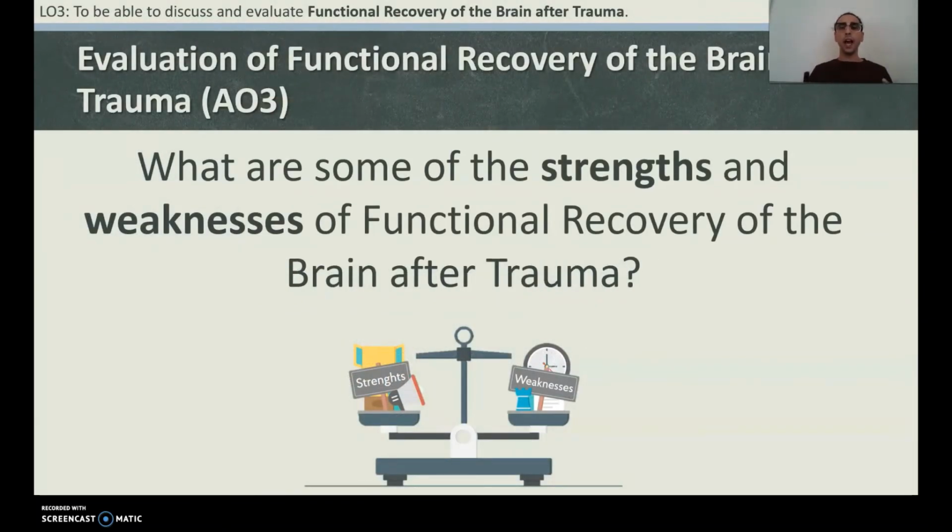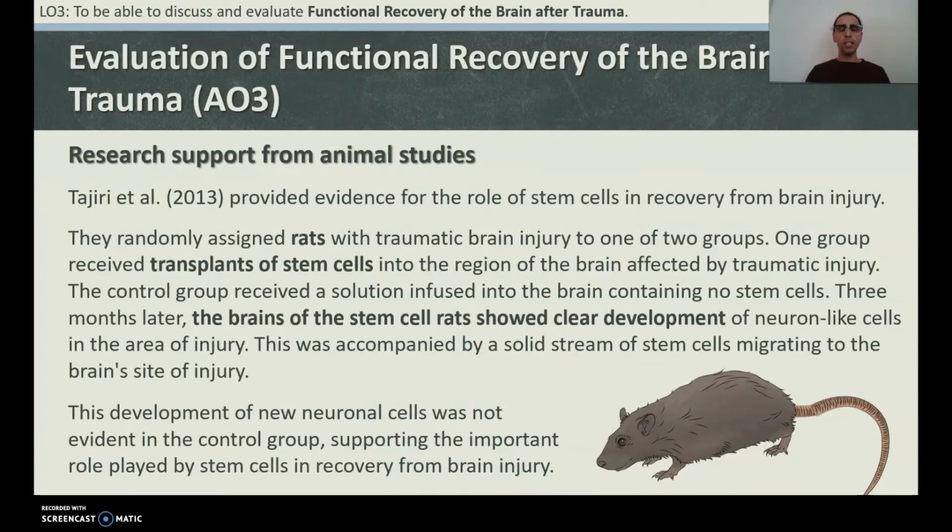What are some of the strengths and weaknesses of functional recovery of the brain after trauma? Research support from animal studies. Tajiri et al. in 2013 provided evidence for the role of stem cells in recovery from brain injury. They randomly assigned rats with traumatic brain injury to one of two groups. One group received transplants of stem cells into the region of the brain affected by traumatic injury. The control group received a solution infused in the brain containing no stem cells.